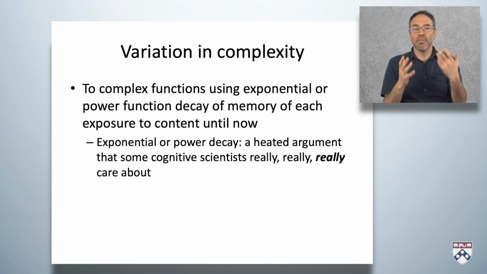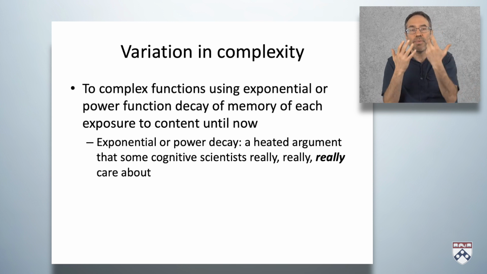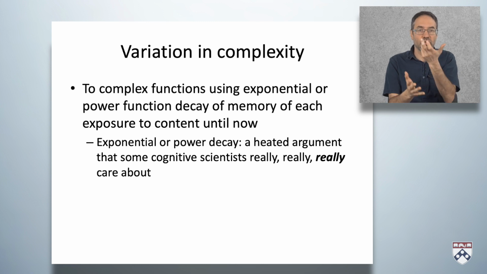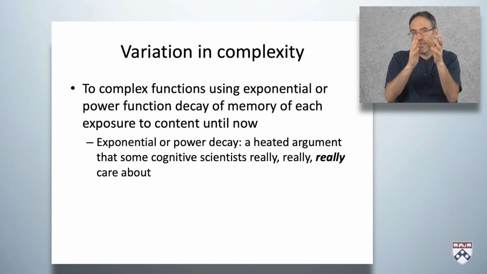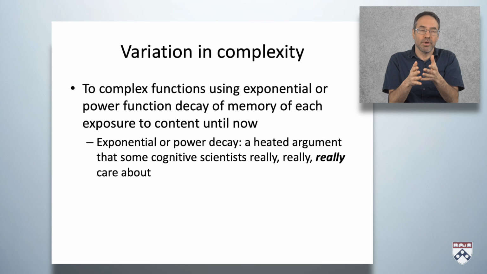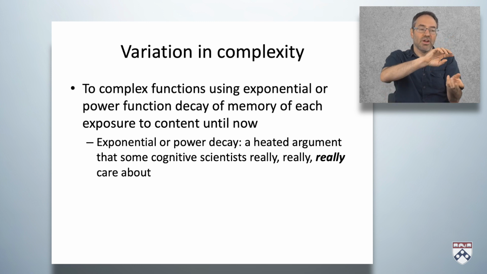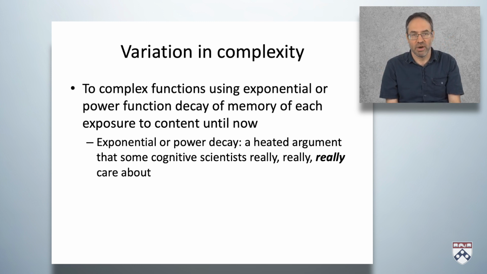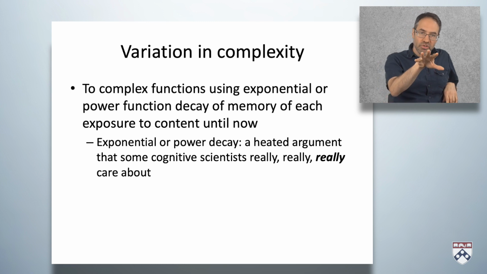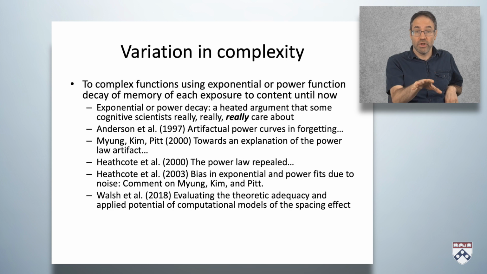Other ones are more complex, and they use exponential or power function decay of memory of each exposure to content until now. So they keep a record of every time you've seen an item or a fact and do these really complex calculations on them. And by the way, exponential decay or power decay is a heated argument that for now like 40 years some cognitive scientists really care about. Don't get into a dark alley with some of these folks and say you believe in exponential decay. It will not go well.